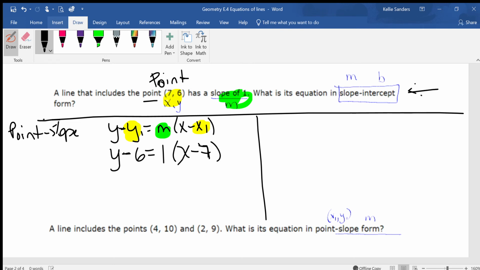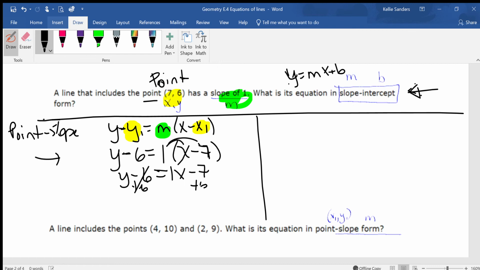But we want it in slope-intercept form, which is y equals mx plus b, right? This is not y equals mx plus b yet. So we have to get y by itself. So the first thing you would do, you distribute that 1. 1 times x is 1x. 1 times negative 7 is negative 7. Then we add 6, and we add 6. So y equals 1x minus 1. That would be your answer, and you'd be done.